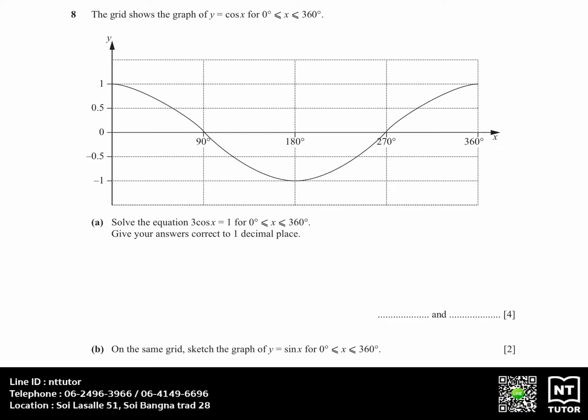The grid shows the graph of y equals cos x for x from 0 to 360 degrees. A. Solve the equation 3 cos x equals 1 for x from 0 to 360 degrees. Give your answers correct to one decimal place.